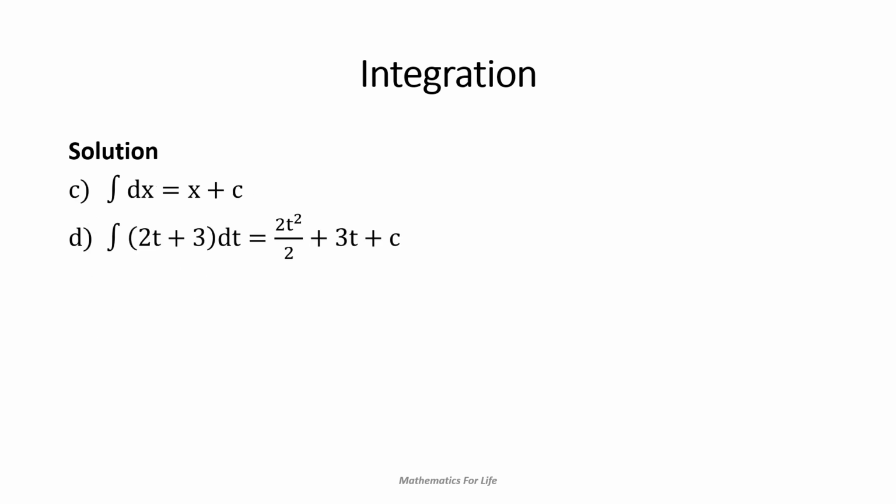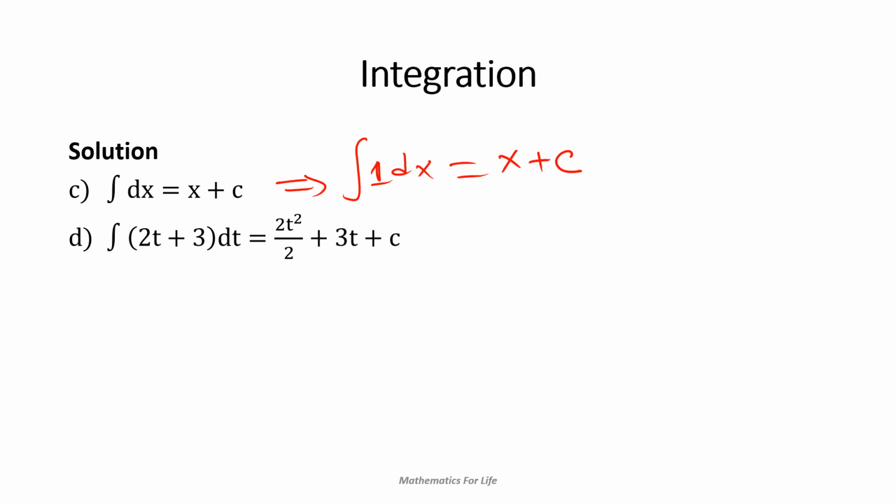For the third one, we are required to integrate dx, and that will give us x plus c, because we can look at this particular question in the manner of the integral of 1 dx. And when we are integrating a constant, we're basically introducing the variable and then we're adding the arbitrary constant, and therefore the integral of dx will be equal to x plus the arbitrary constant c.